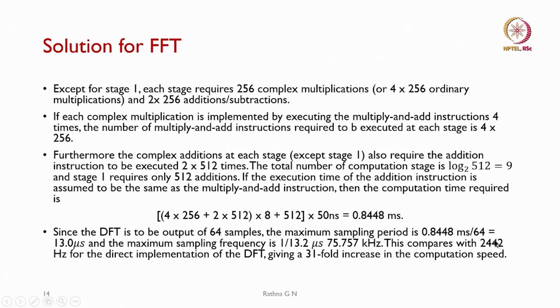And then we said it is 64 samples output in this time period. So, dividing by that gives us 13.0 microsecond, and the maximum sampling frequency is 1 by this, which is 75.757 kilohertz. As you can see, it was 2 point some kilohertz using DFT. Using FFT we get 75.75 kilohertz. So, that is the comparison. It is equivalent to a 31 fold increase in the computation speed.